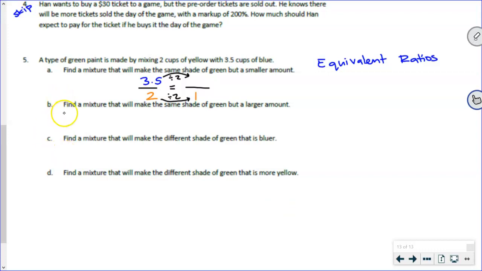Then, with that as your hint, the next problem, find a mixture that will make the same shade of green, but now I want a larger amount. I want more paint. What are we going to do instead of dividing by 2? Nope, that's your homework. I'm just talking it out.